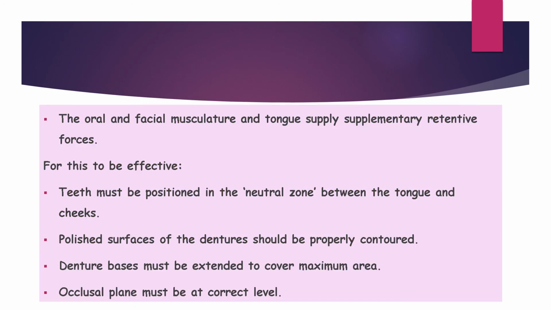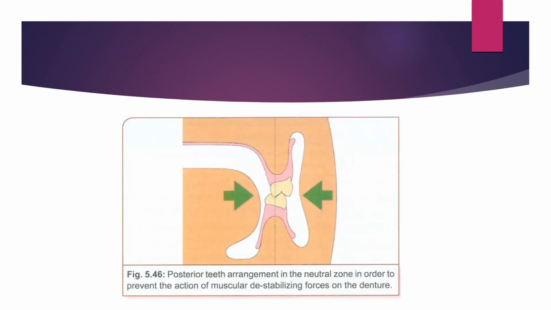The oral and facial musculature and the tongue supply supplementary retentive forces. For this to be effective, the teeth must be positioned in the neutral zone between the tongue and the cheeks. Polished surface of the dentures should be properly contoured. Denture bases must be extended to cover maximum area and the occlusal plane must be at the correct level. So this is the posterior teeth arrangement in the neutral zone in order to prevent the action of muscular destabilizing forces on the denture. The potential denture space or the neutral zone will be explained in the further chapter.